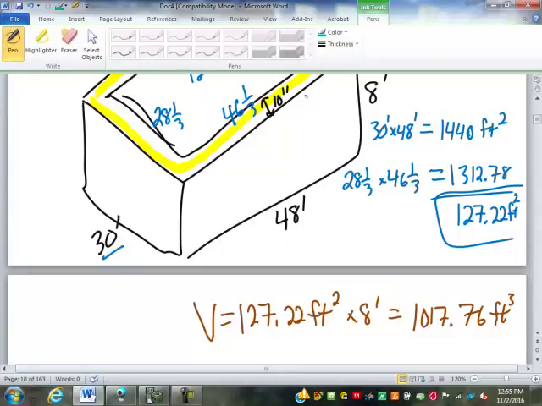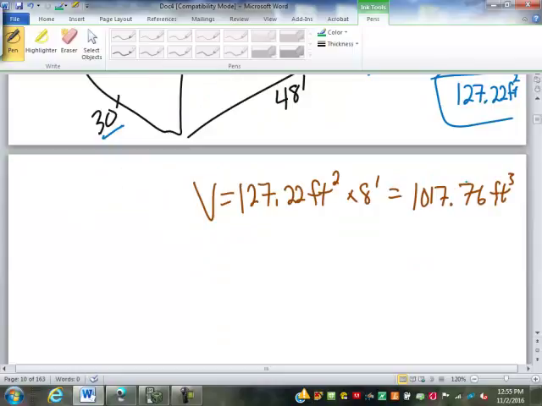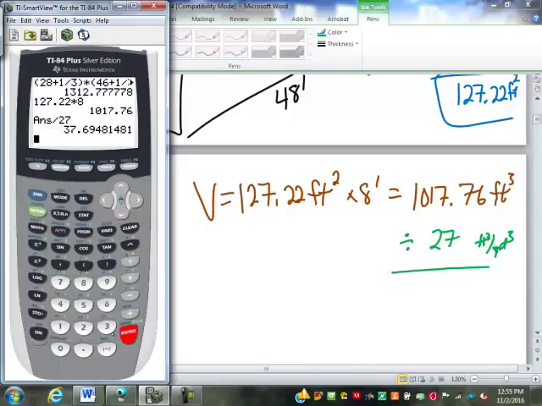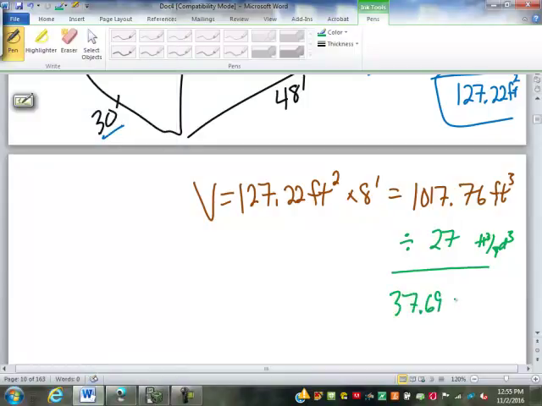We don't order concrete in cubic feet. We order concrete in cubic yards. How many cubic feet are in a cubic yard? 27. Very good. That is my cubic feet per cubic yard conversion. So divide by 27. 37.69 cubic yards. Which I'd round, usually I'd round to the nearest quarter yard, so 37.75. Of course, I haven't added the waste factor yet. We haven't talked about that at all. Any questions?